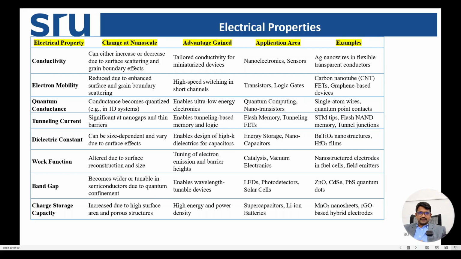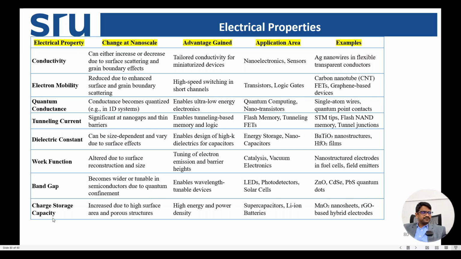Then band gap. Band gap is very important for absorption, emission. So this can be tuned by quantum confinement, right? Application area: LEDs, photodetectors, solar cells. Examples: zinc oxide, cadmium selenide, lead sulfide quantum dots.